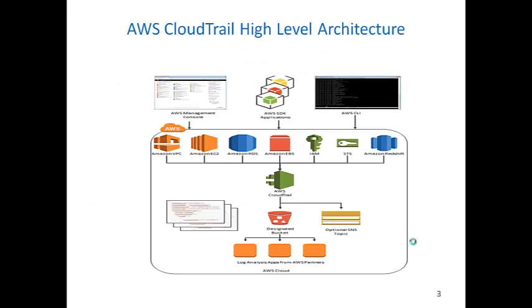This is a high-level architecture of AWS CloudTrail, and we can see at the top here we have the various interfaces, if you will, to interact with AWS. We have the AWS Management Console, SDK applications, as well as the AWS command line interface, and this is what I'll be using today to demonstrate the generation of logs to the S3 bucket by CloudTrail.